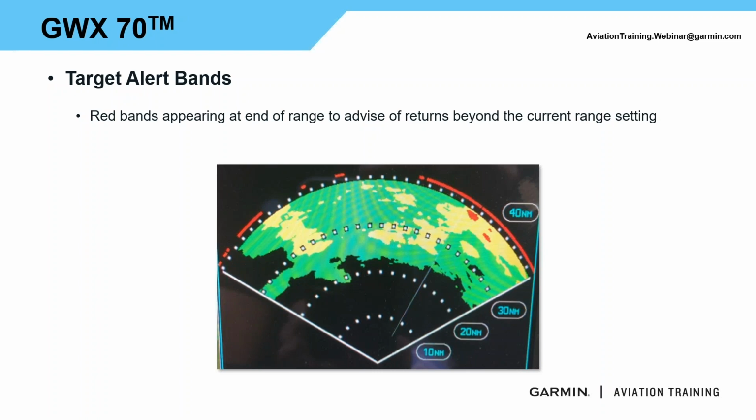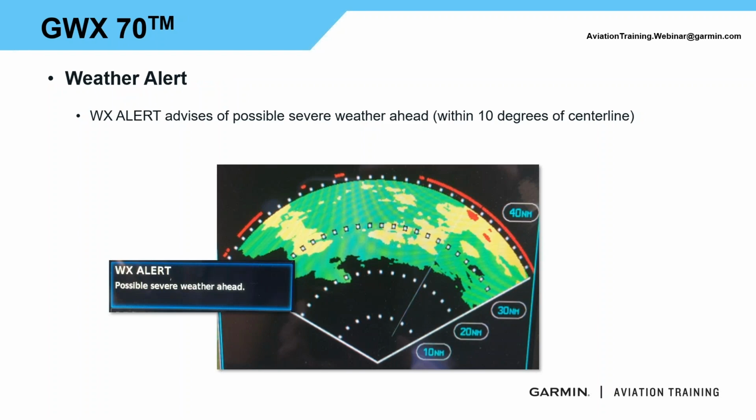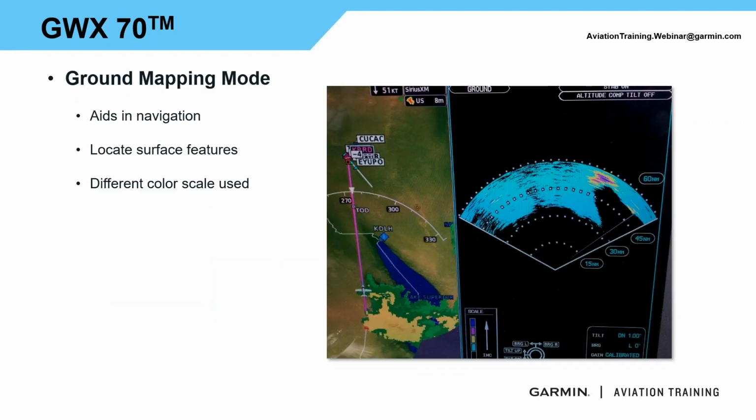Target alert bands. These are the red band at the end of the scope, telling me that there is a potential threat beyond the range that I have selected right there. Weather alert, that is an actual system message that could pop up if you have a threat that is within 10 degrees of your center line.